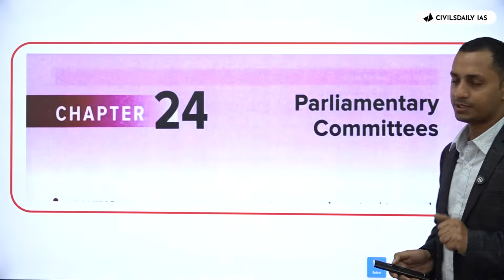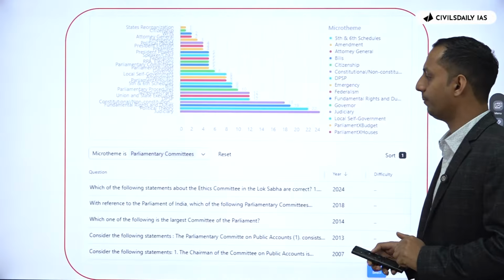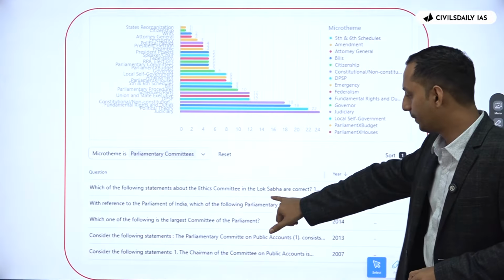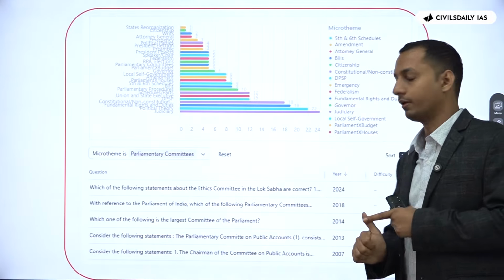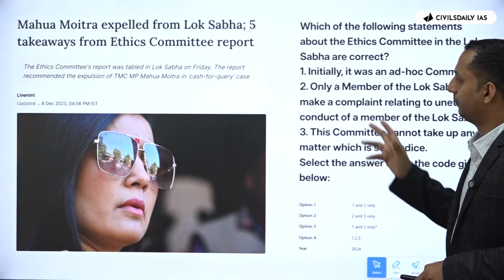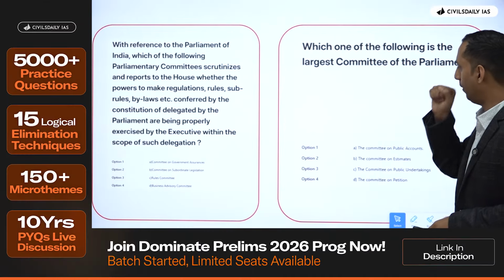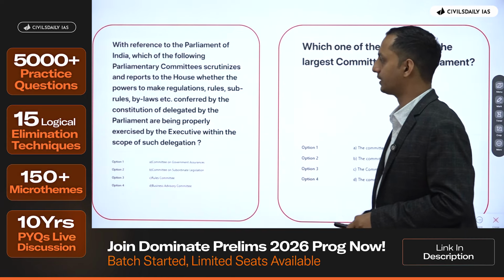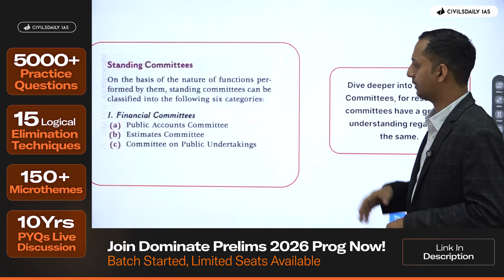So parliamentary committees as well, very important. Five questions have come in the last 15 years. So the Ethics Committee, especially in 2024 after the Mahua Moitra case, you need to know. UPSC asked about the largest committees. UPSC asked about the parliamentary committees, what they do, and different things, standing committees.